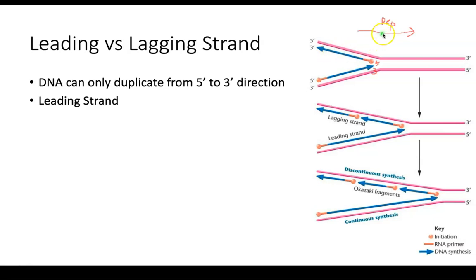So like I mentioned, this is our replication fork. So every time we replicate, we need to be replicating towards the replication fork. So the DNA replication is actually going to the right. That's why I tried to draw this a little bit.